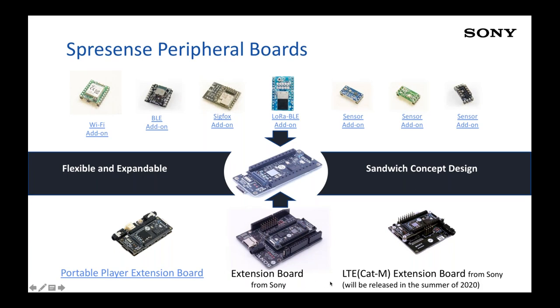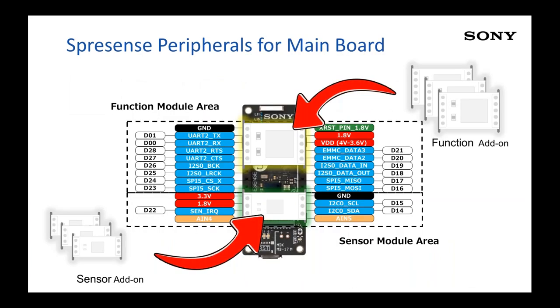So here you learn the sandwich concept. Let's go to the next slide. And here what I would like to explain is, I told you the top part was all of the connectivities. So for the connectivities, it could be a function add-on. So function add-on, it could be Wi-Fi or BLE or any type of connectivity.